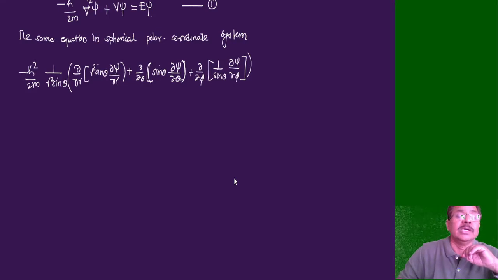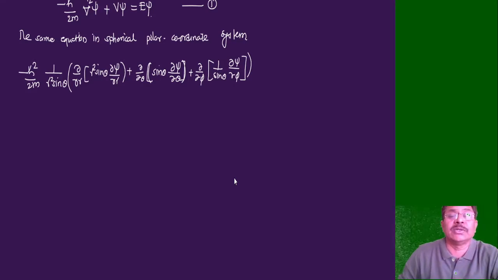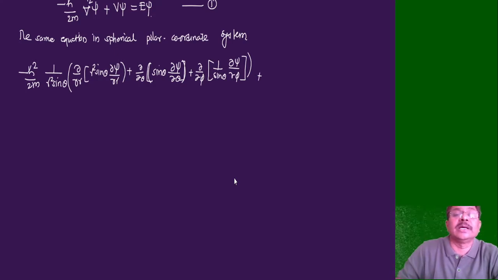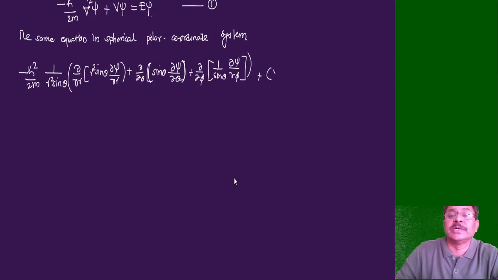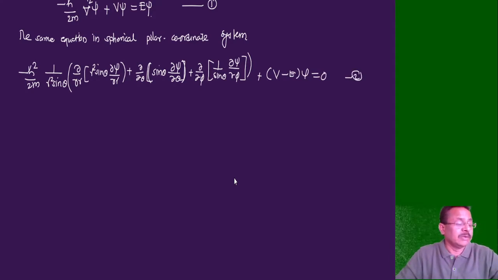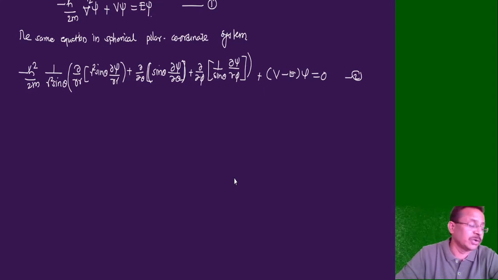From this onward, 1 upon r square sine theta times this is the Laplacian operator. This is operated on this wave function psi, and I can take the right hand term to the left hand side, so it becomes capital V minus E into psi is equal to 0. This is equation 2. I have rearranged this equation so that the right hand side is equal to 0. So the left hand side is del square, expressed in the spherical polar coordinate system, and V minus E, because V and E have the same dimensions, so they can be subtracted from each other. So V minus E into psi is equal to 0.